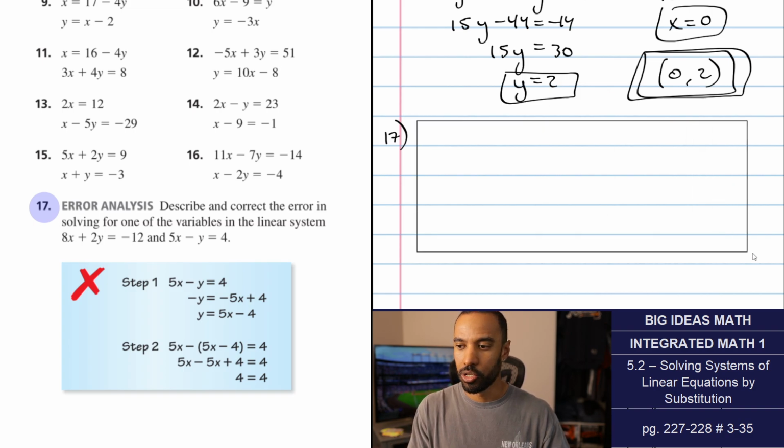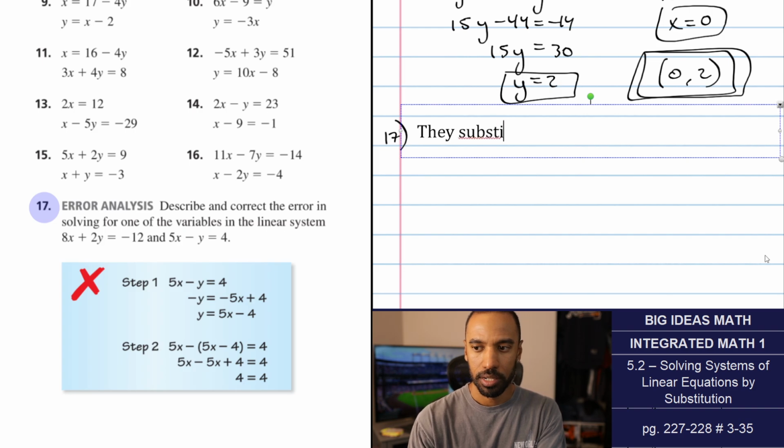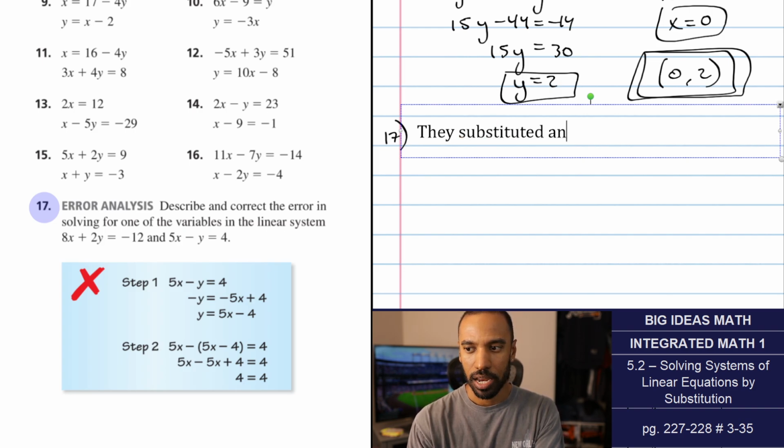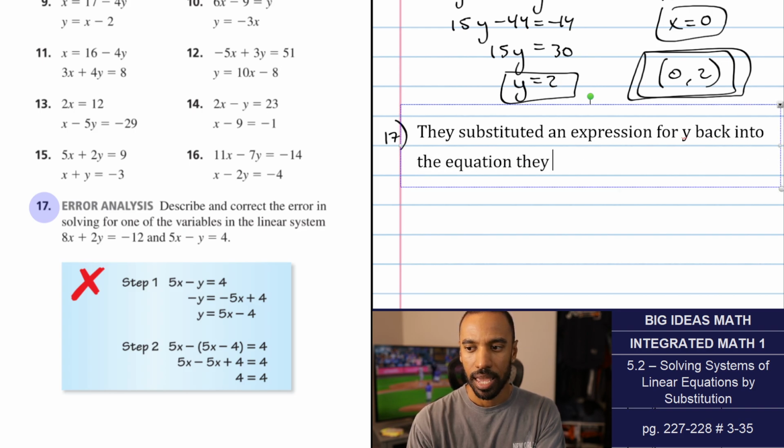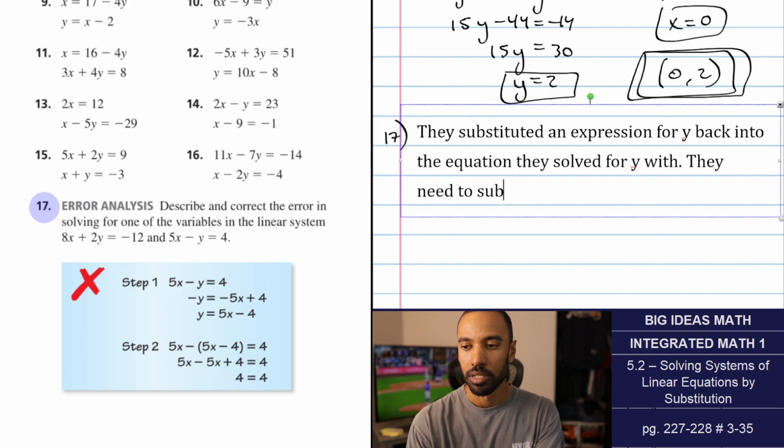So they substituted an expression for y back into the equation they solved for y with. They need to substitute it into the other equation. You need to get more information out.